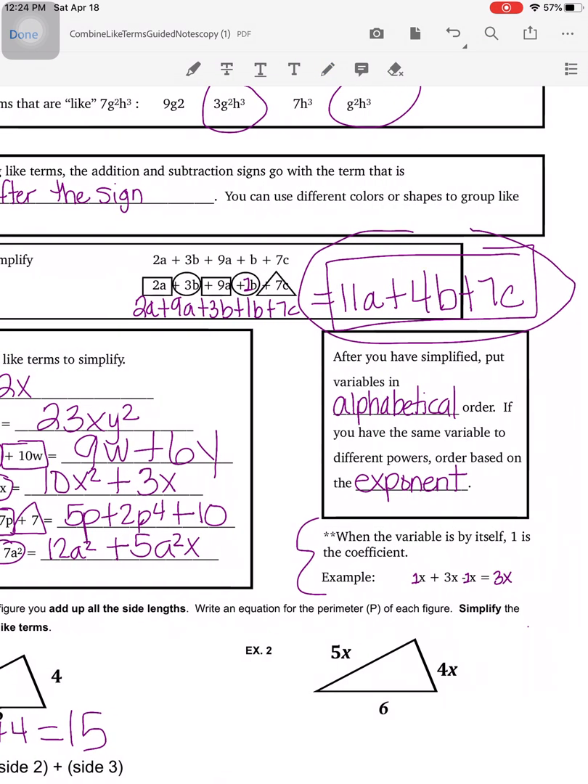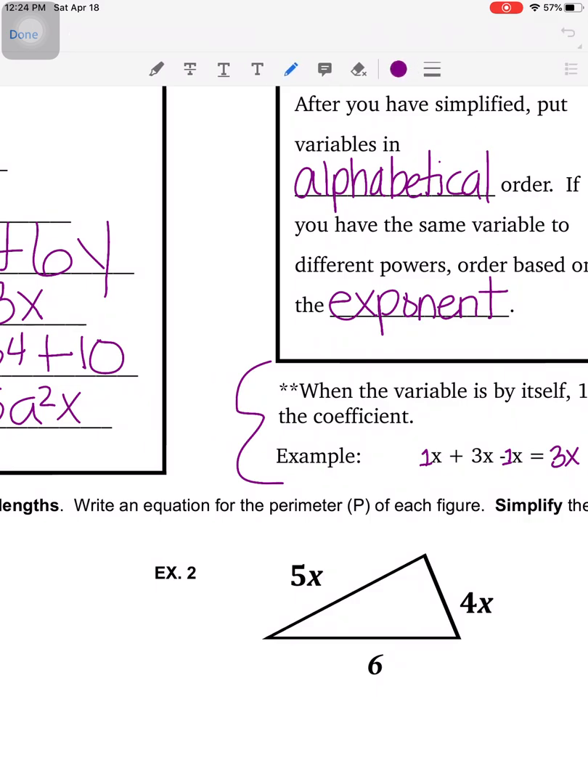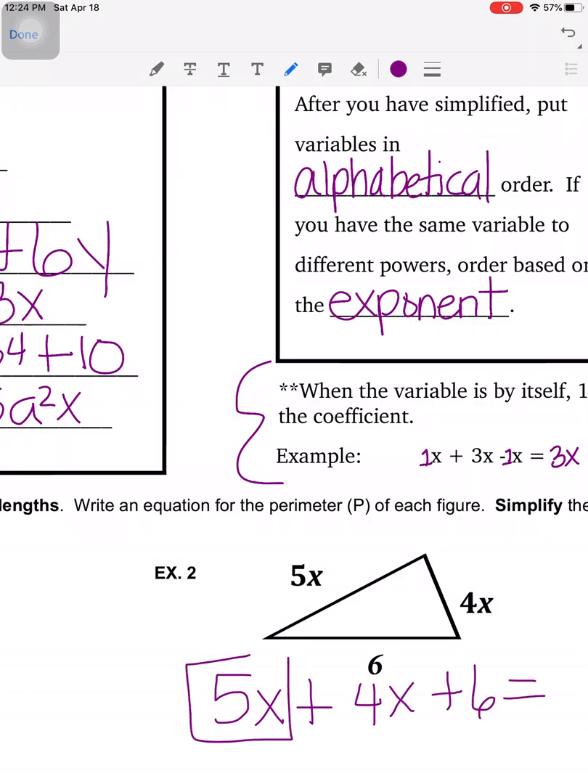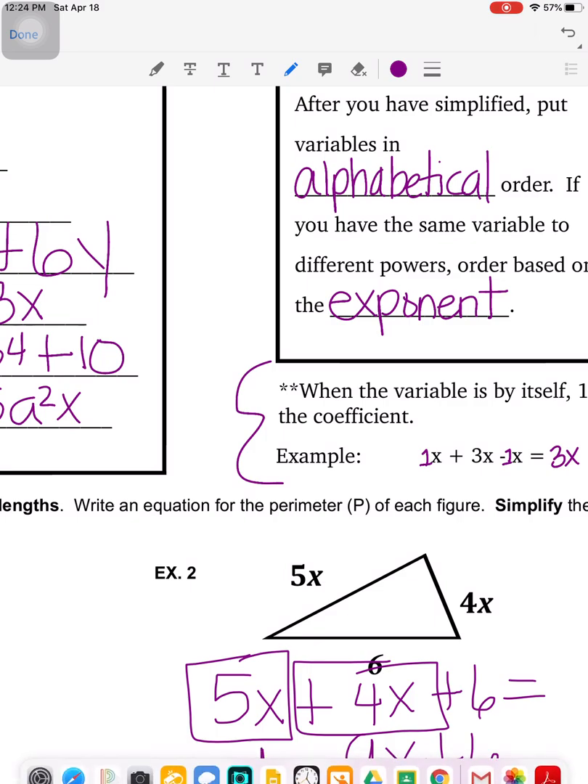Same thing over here. We would do side plus side. All right, so one of my sides is 5x. So that'll be 5x plus 4x plus 6. Okay, combine like terms. So I get 5x plus 4x, which is 9x plus 6. So the perimeter of this triangle will be 9x plus 6.